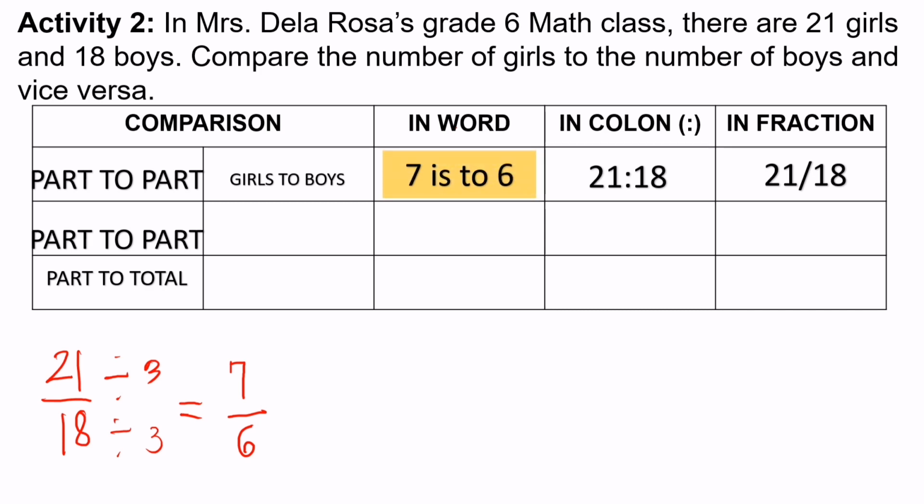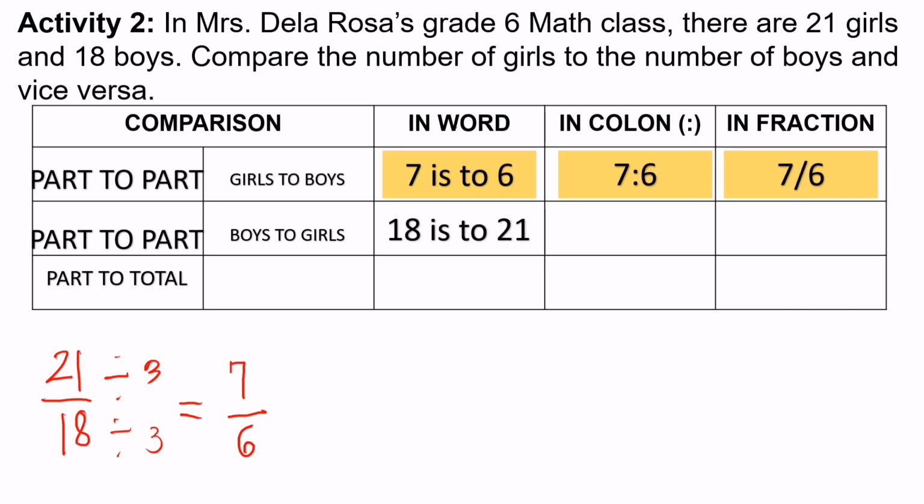So, now, 21:18 is also 7:6. In colon, 21:18 is also 7:6 using colon symbol. In fraction, 21/18 is also 7/6. Now, let us move to part to part, which is boys to girls. So, ilan ang bilang ng boys? 18. Ilan ang bilang ng girls? 21. So, in word, it is 18 is to 21.